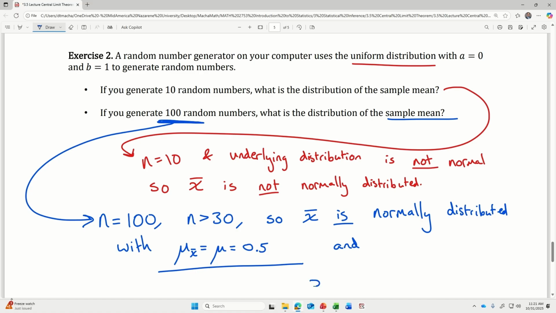And then we need the standard deviation of the distribution of the sample mean, which is going to be the standard deviation of the underlying distribution divided by the square root of n. And the square root of n will be the square root of 100, which is just 10. What about the standard deviation of the uniform distribution?